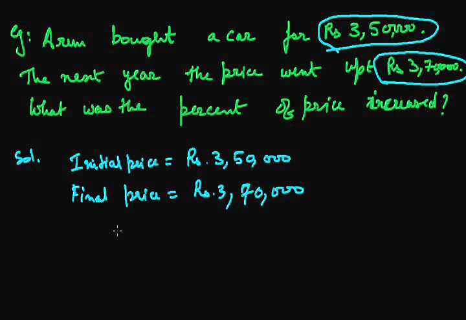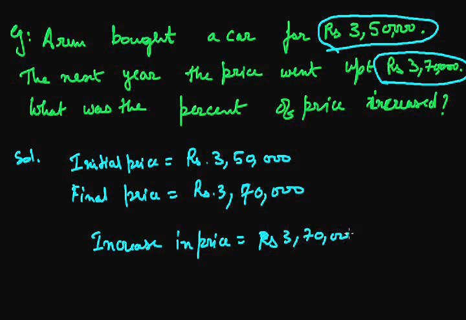Now the increase in price is equals to rupees 3,70,000 minus rupees 3,50,000. It will be equals to rupees 20,000.